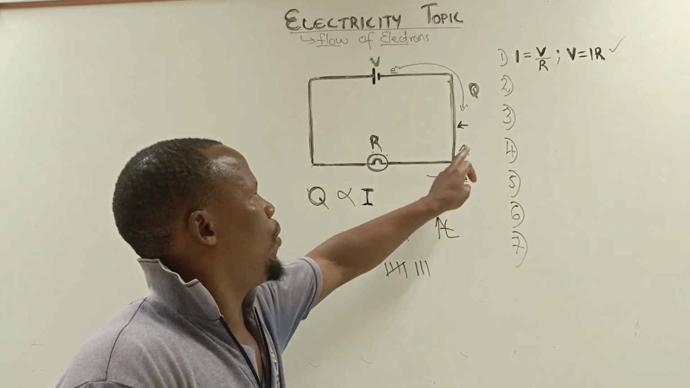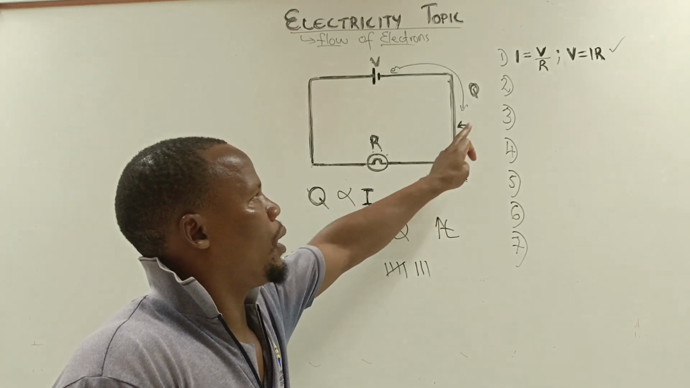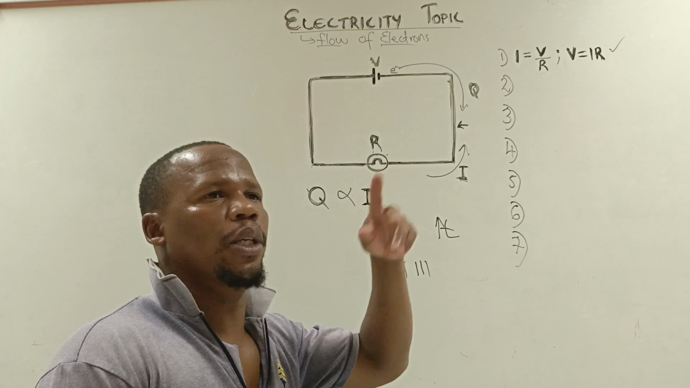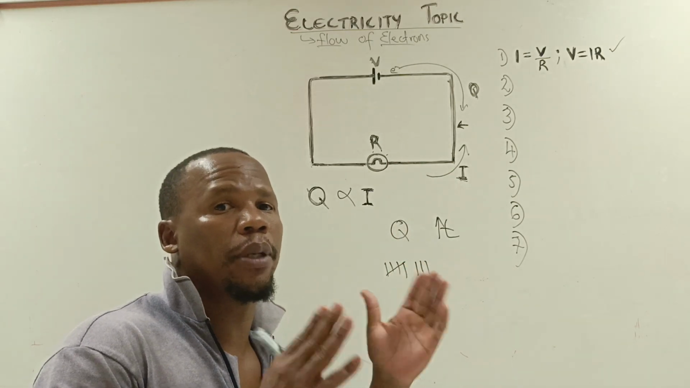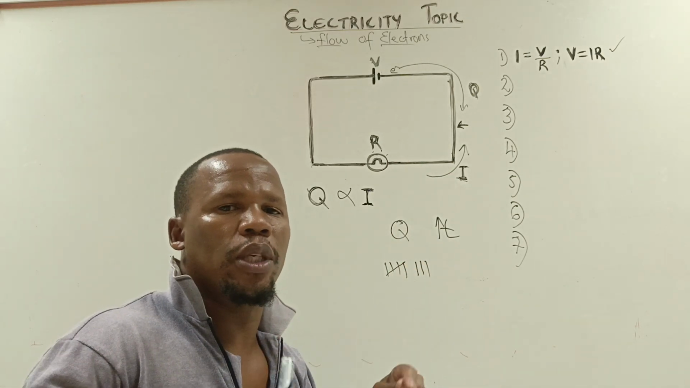So if you are sitting on your circuit at a certain point, the population of electrons that passes that particular point is going to keep on increasing.